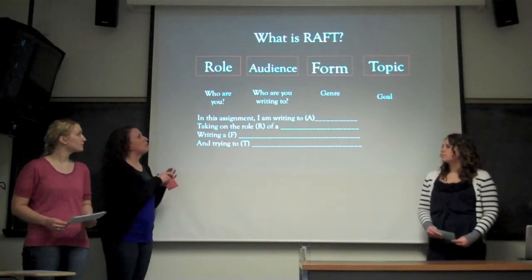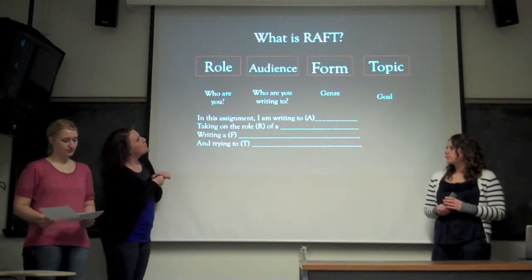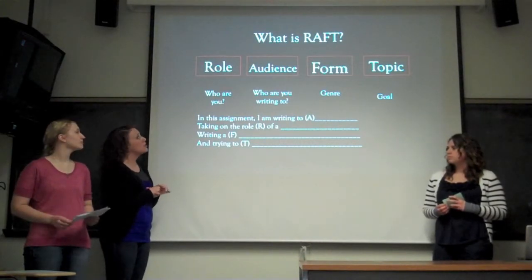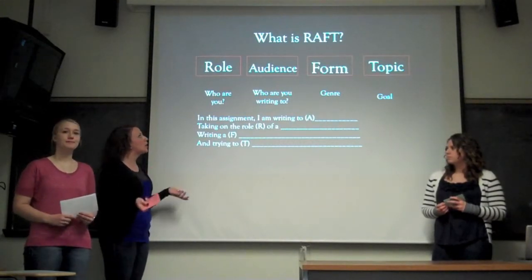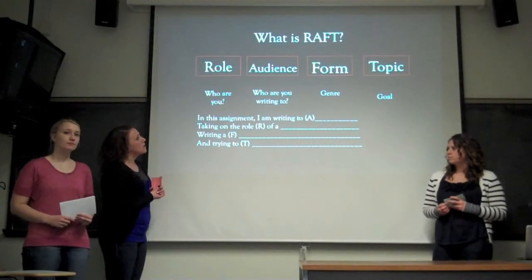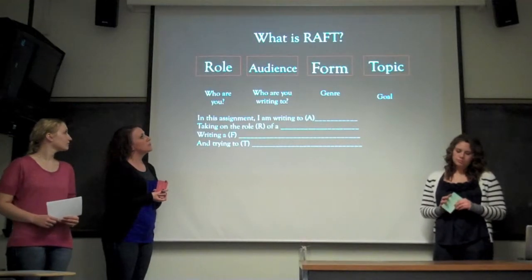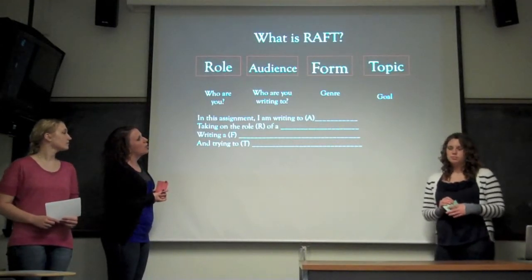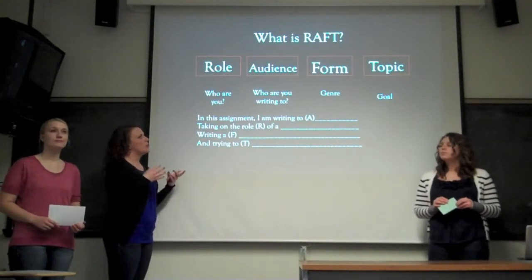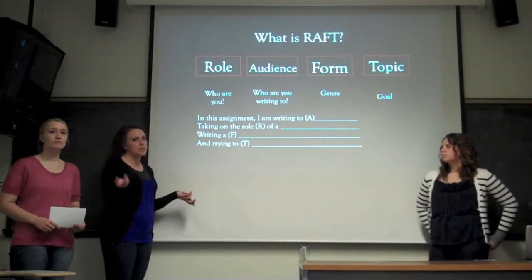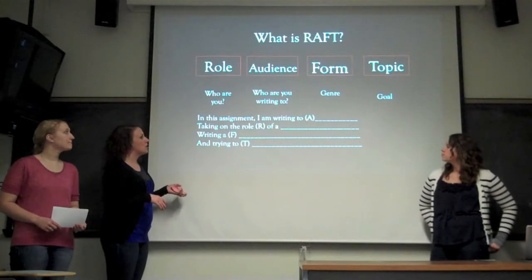Okay, what is RAFT? RAFT consists of 4 specific words that correlate with each letter in RAFT. So R stands for role, and that just means who are you. The A stands for audience, and that's who are you writing to. The F stands for form, and that is a genre or exactly what you will be writing. And then the T stands for topic, the goal or the topic of the writing strategy.